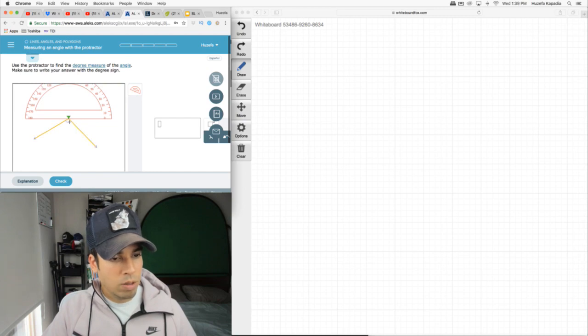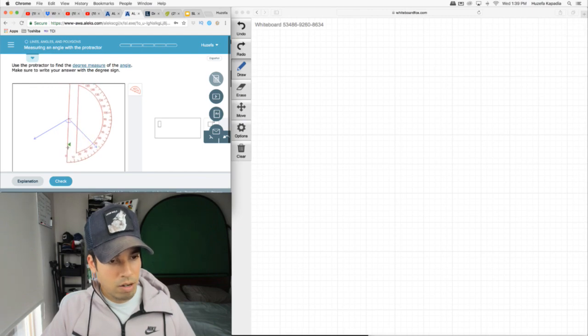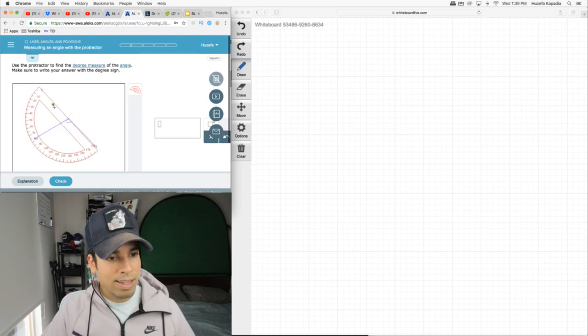So we start here. We want to make sure to get this point, the center of the protractor, right lined up with this point here that is where the angle is made, right at that point. Then we want to wrap this around and have one of the sides be lined up with this side of the protractor. We could also do it like this too. Doesn't matter. But in this case, it's better to do it with the 0.